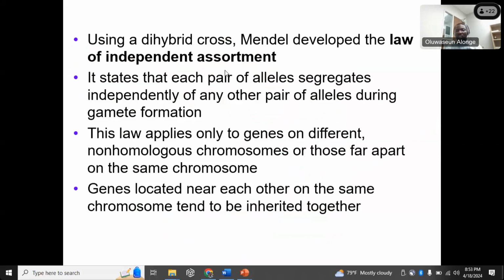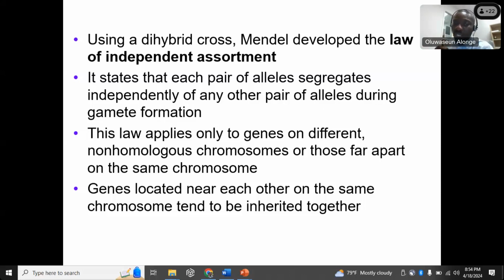So using a dihybrid cross, Mendel developed the law of independent assortment. Assortment simply means to separate, to detach. So meaning that they are being separated or being transmitted to an offspring without depending on any factor. That is independent assortment. So it states that each pair of alleles segregates independently of any other pair of alleles during gamete formation, meaning that one allele is not waiting for the other before it can be separated or transmitted to any offspring. They go by themselves.